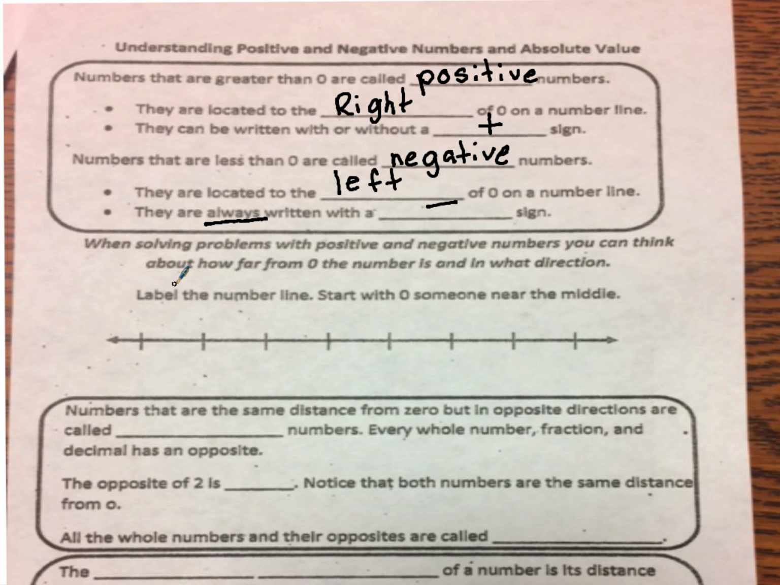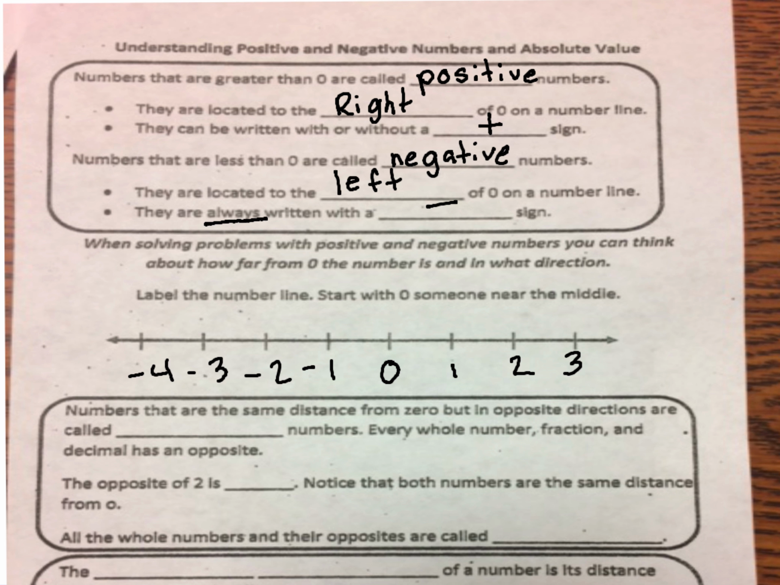Okay, and so it says when solving problems with positive and negative numbers, you can think about how far from 0 the number line is and in what direction. So label the number line, start with 0 somewhere near the middle. Okay, so you have 0, to the right are all my positive numbers, then to my left are all my negative numbers. Okay, and you got to get used to that. Sometimes 0 is not always going to be in the middle.